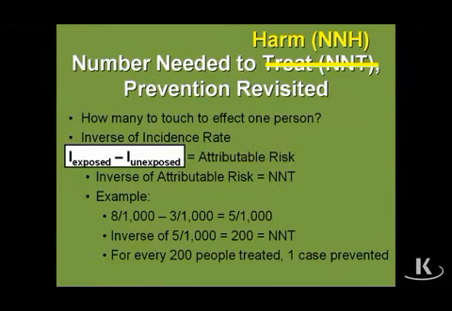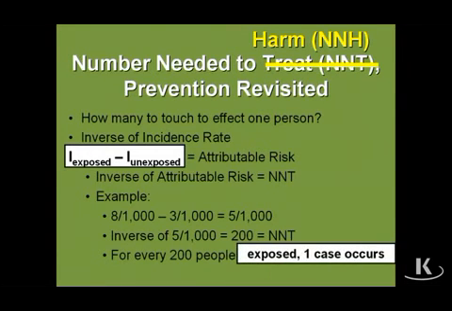How do I interpret that? Simple. For every 200 people exposed, one case occurs. We're not talking about stopping, we're talking about what makes something happen. And although those are different words, take a look with me, because what I want you to walk out with is number needed to treat and number needed to harm are computationally and practically the same thing.